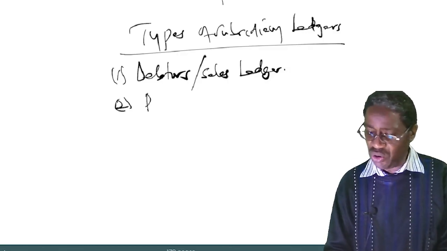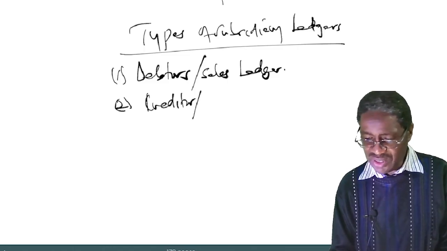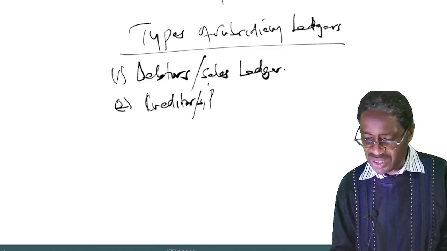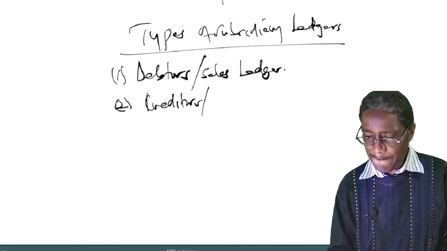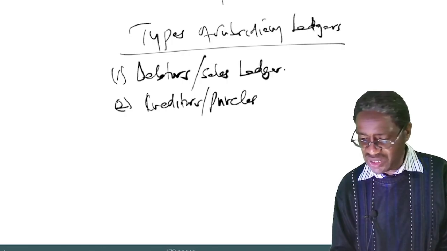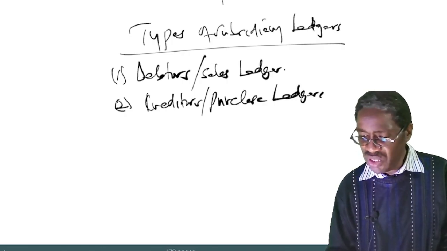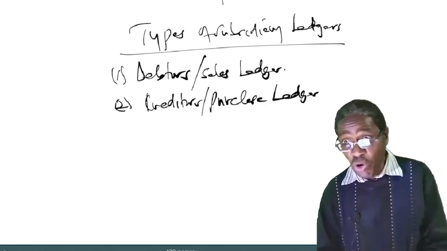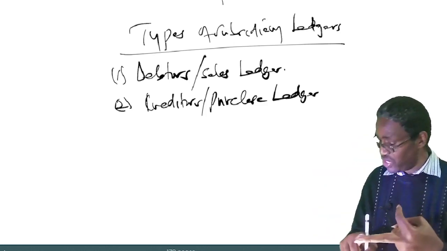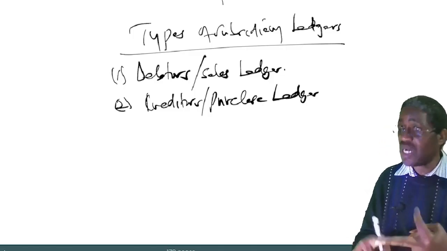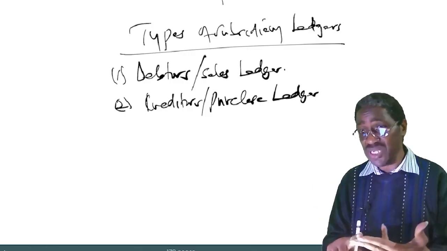Number 2, purchases, or we can call it the creditors ledger. Creditors, we also call it purchases. This is creditors. We also call it the purchases ledger. It contains which accounts? All the accounts of creditors. Page 1, you will find the account of the creditor called Wekesa. Page 2, Wanyonyi as a creditor. Page 3, and so on.